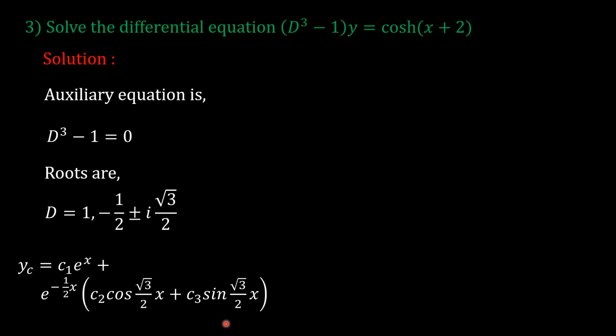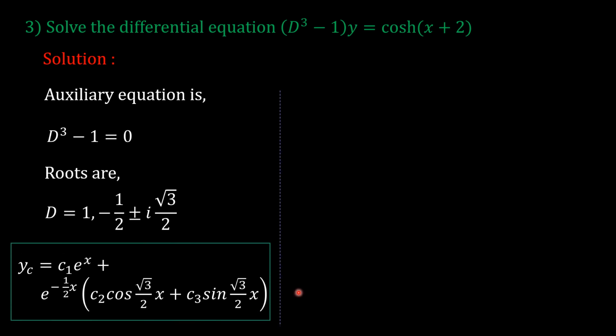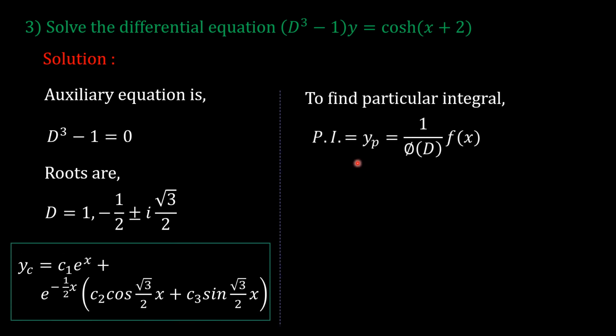We have seen in one of the previous lectures the required complementary function. Now we will try to obtain the particular integral. Its general formula is 1 upon phi of D of f of x. Phi of D is D cube minus 1 and f of x is cos hyperbolic of x plus 2.